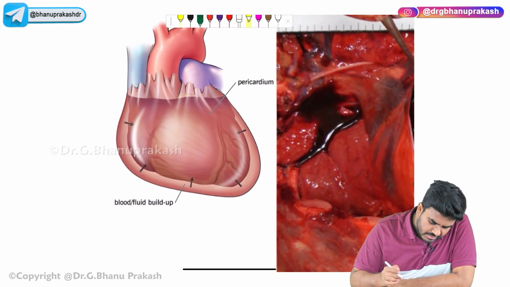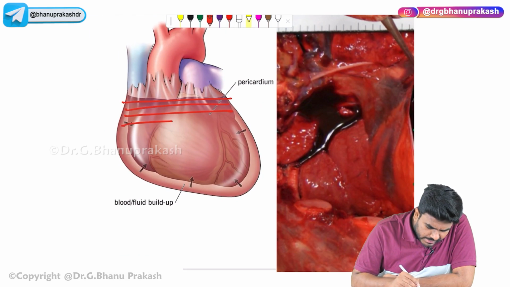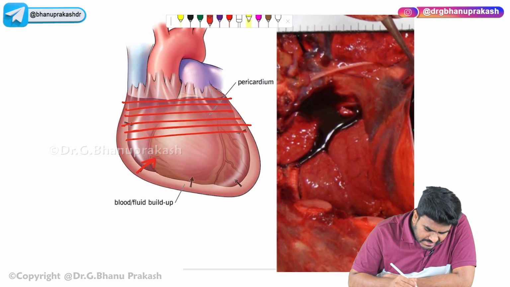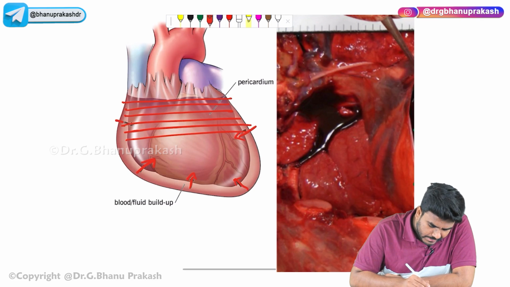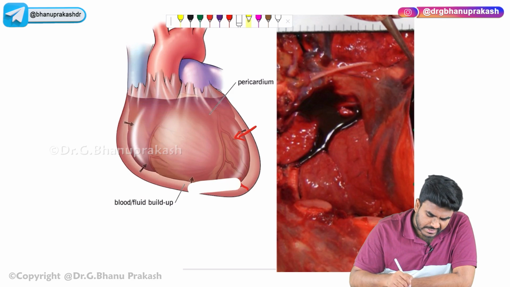Even in this image, you can very clearly see fluid accumulation in the pericardial cavity. If there is just fluid accumulation, then it is called a pericardial effusion. But once this fluid starts compressing the cardiac chambers, then it should be called a tamponade. That's a point which I want you to know. It's a little serious condition.